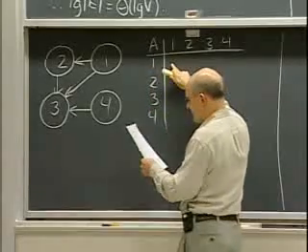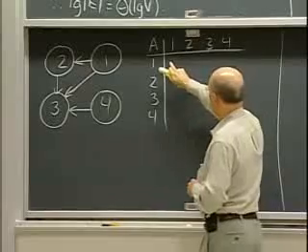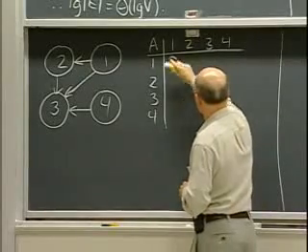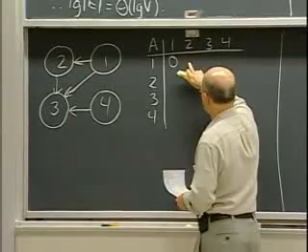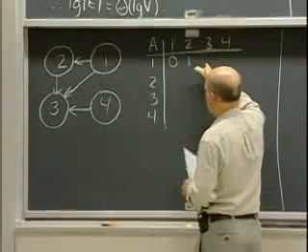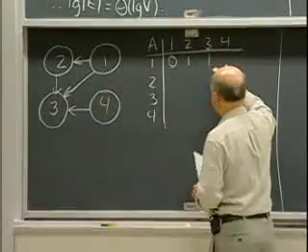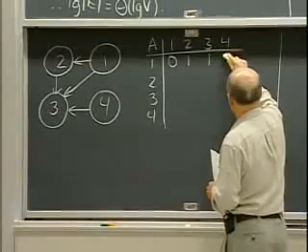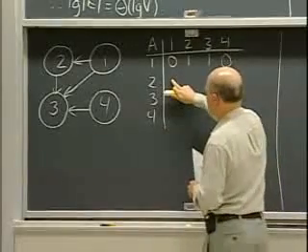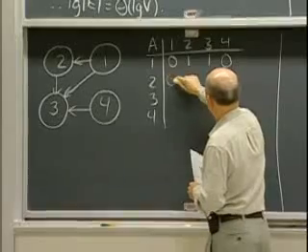Okay, so this says, is there an edge from 1 to 1? The answer is no. Is there an edge from 1 to 2? Yes. Is there an edge from 1 to 3? Yep. Is there an edge from 1 to 4? No.